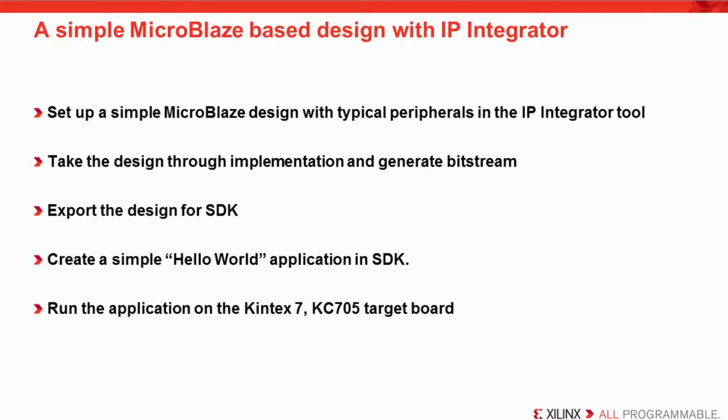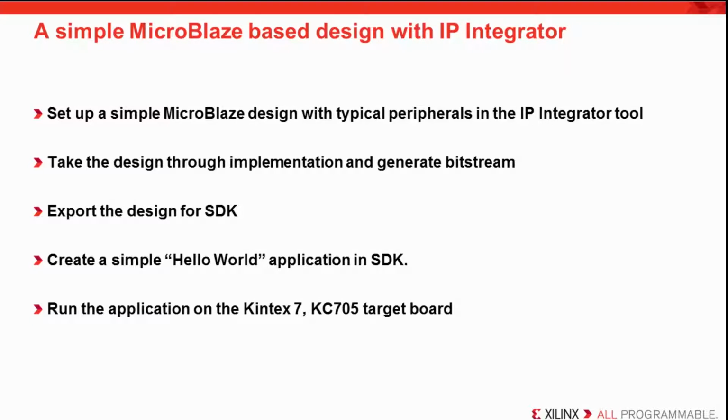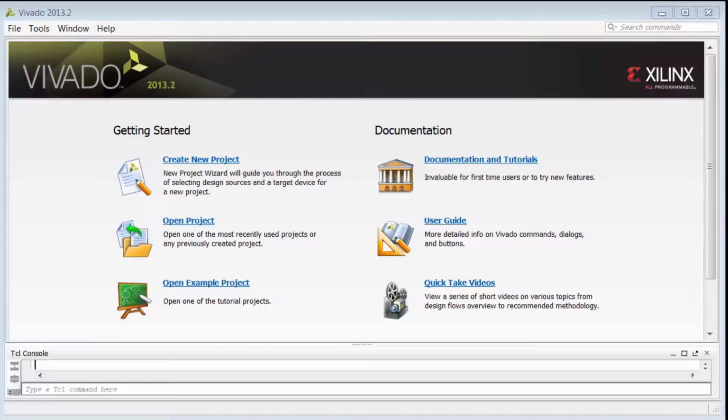We will use several IP blocks such as the proc sys reset, microprocessor debug module, clocking wizard, AXI interconnect, some local memory, an interrupt controller, a GPIO, and a UART Lite core. Then we'll take the design through implementation and generate bitstream. We will then export the hardware to SDK and write a simple Hello World application code which we will run on the Kintex 7 KC705 board.